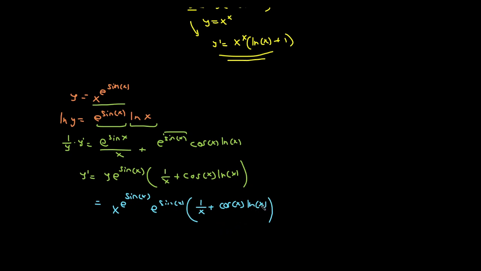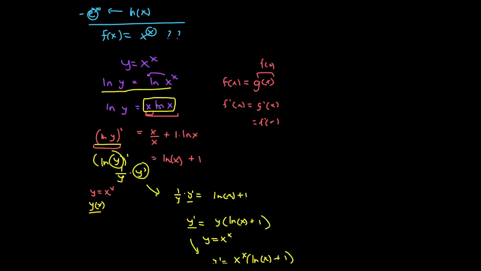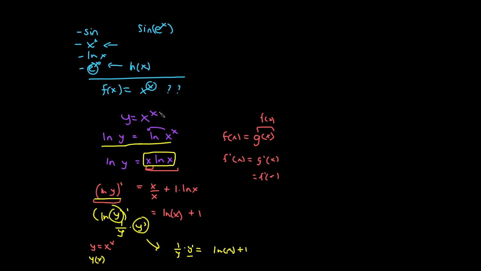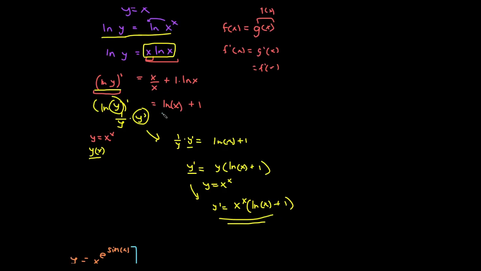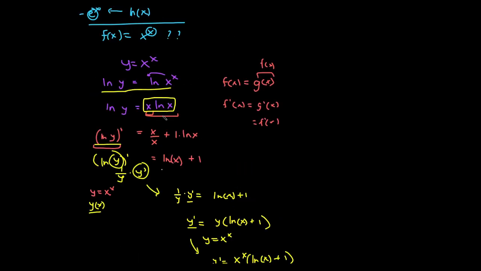Alright, so that wraps up implicit differentiation. As you can see, it's a bit more of a complex rule, also a more niche rule, because you don't often see functions like this or functions like x to the x, but it is a nice technique anyway, to differentiate functions that wouldn't have an easy derivative otherwise with just regular rules.